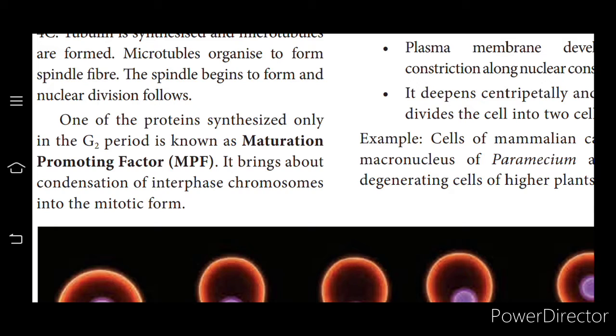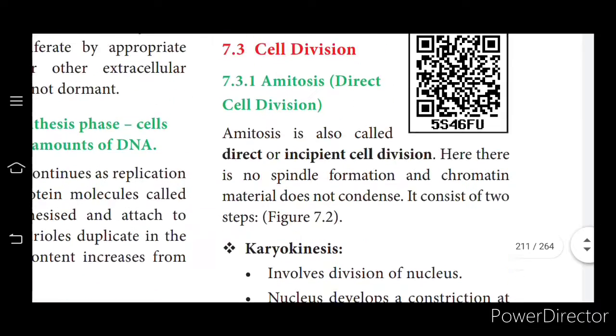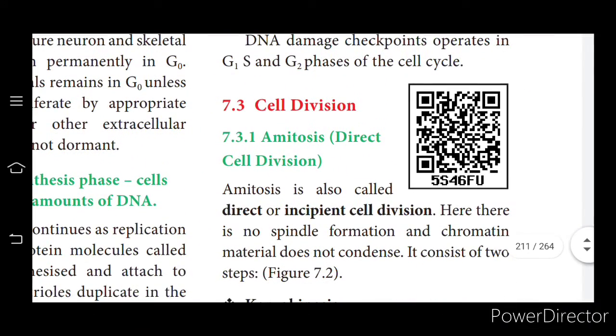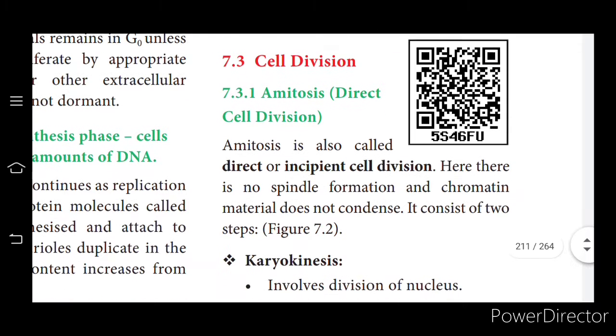Okay, one of the proteins synthesized only in the G2 period is known as maturation promoting factor. So maturation promoting factor, MPF, helps in the condensation of the interphase chromosome to the mitotic form. Interphase chromosome will be like a thread. For the mitotic form, we need the condensed chromosome. DNA damage checkpoints operate in G1, S and G2 phases of the cell cycle.